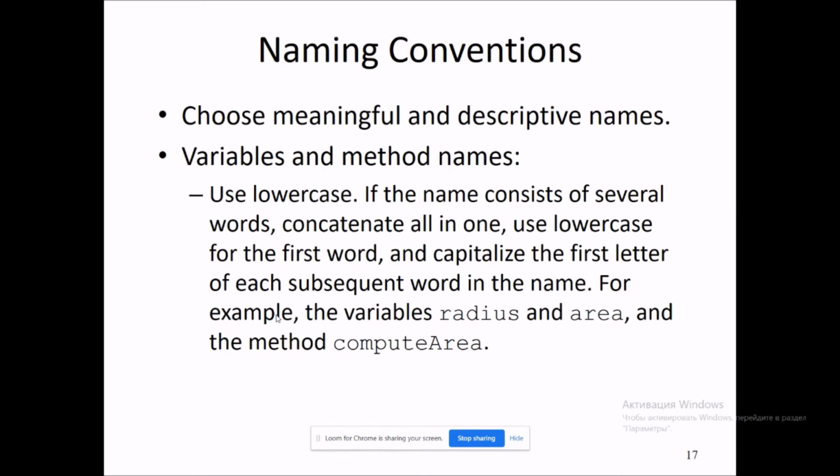Variables and methods names. In general, use lowercase. If the name consists of several words, concatenate all in one. Use lowercase for the first word and capitalize the first letter of each subsequent word in the name. For example, if our variable was radius and area, and the method was compute area, then it becomes computeArea.